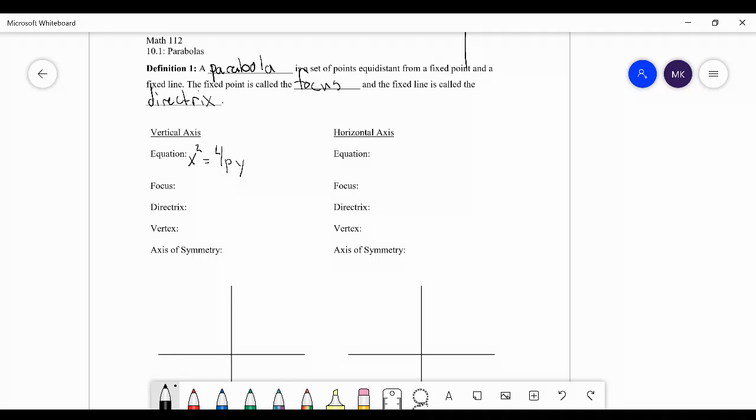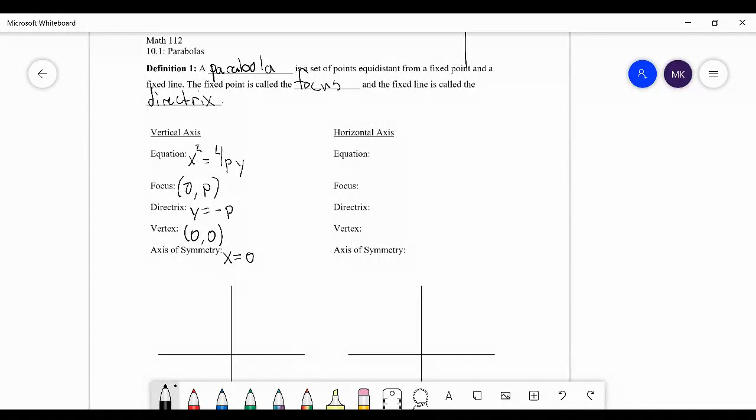And we're going to talk about how to move these around and slide them using translations in a little bit. But given this general equation, our focus will be at the point 0, p. Our directrix is the line y equals negative p. Our vertex is at 0, 0. And our axis of symmetry is the vertical line x equals 0.